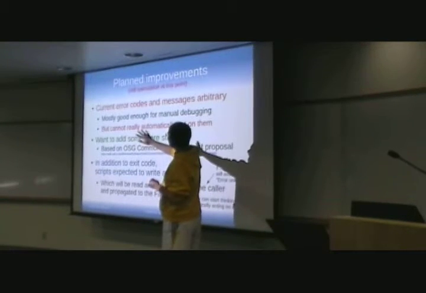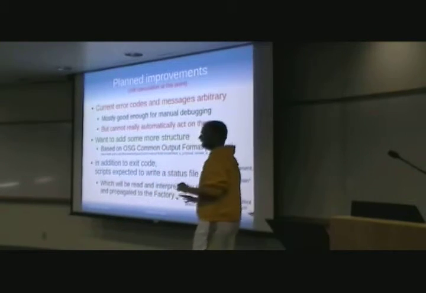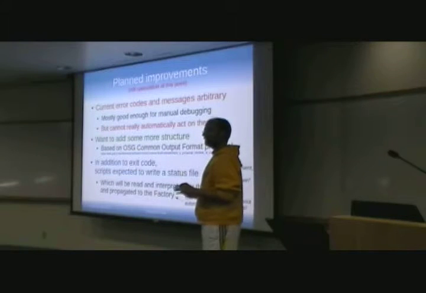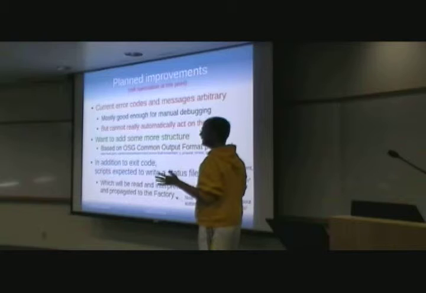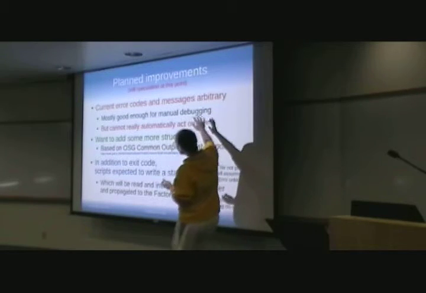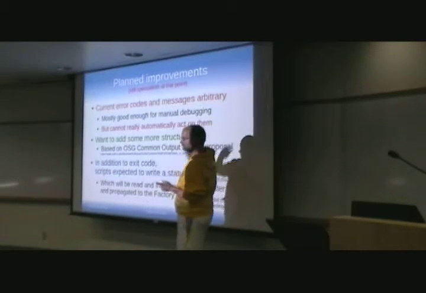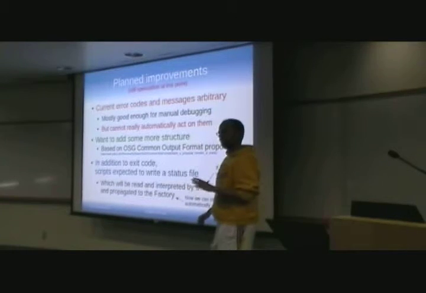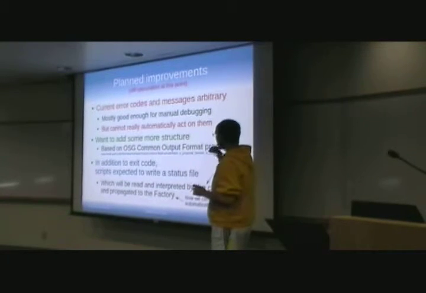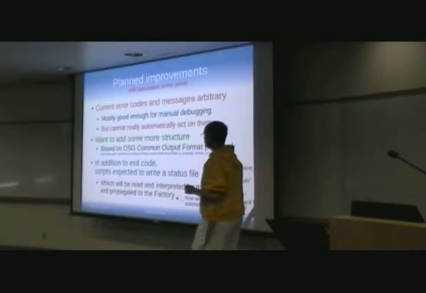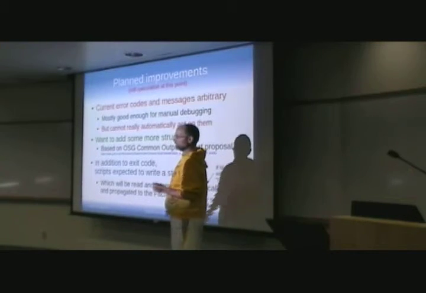So the current error codes and messages are completely arbitrary. So whatever comes out of validation scripts cannot really be acted on in an automatic way. It's usually good enough for manual debugging, but that's about it. There is no way we can do anything automated about it. So it would be nice to have some more structure.